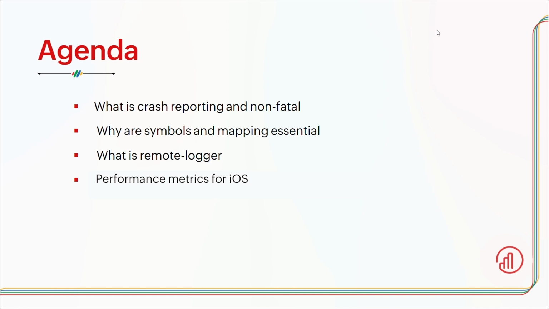In today's webinar, we will dive deep into crash reporting and non-fatal errors. What are they and why they matter? Symbols and mappings. Why are they essential? Remote logger. What it is and how it helps. An introduction to APM, application performance monitoring.